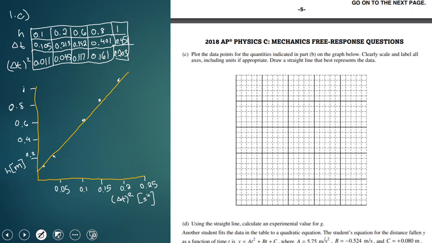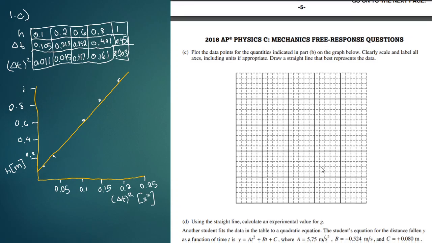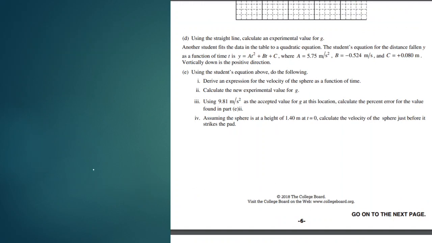Okay, so I believe we did all the points. We labeled the axes, scaled the axes, included our units, and then drew a straight line. Okay, so moving on to part D. It says, using the straight line, calculate an experimental value for g.